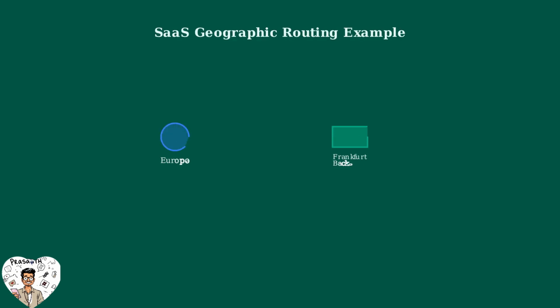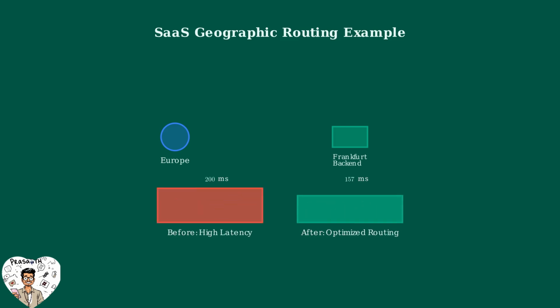Here's another example. A software as a service provider needed to improve performance for their global users, particularly in Europe. Before implementing Azure Front Door, European users experienced high API latency. After deployment, latency was reduced by 40% through intelligent geographic routing.